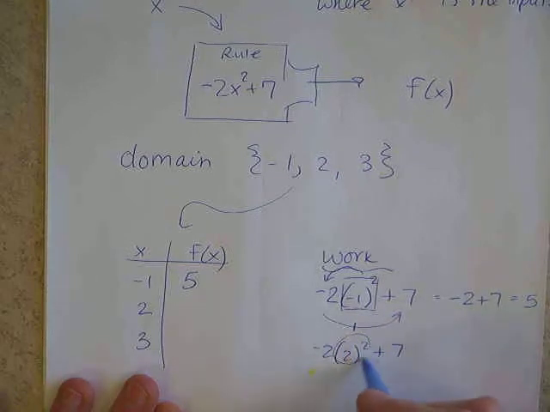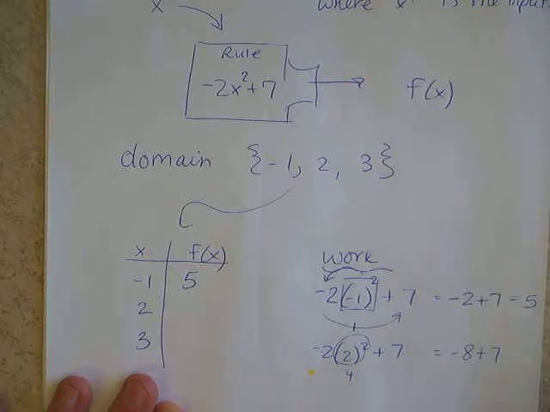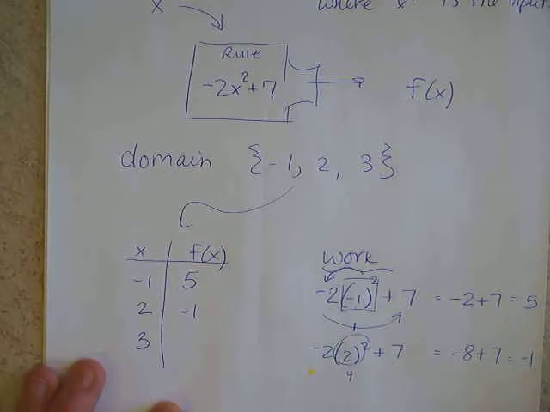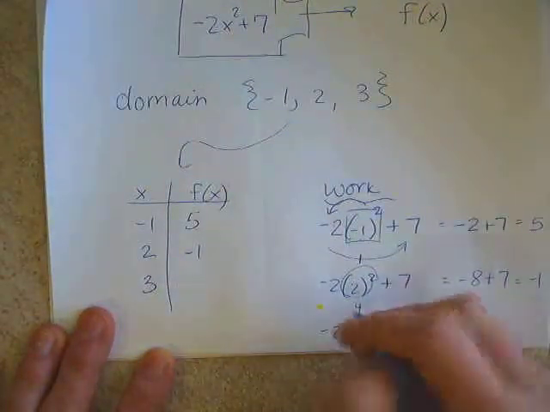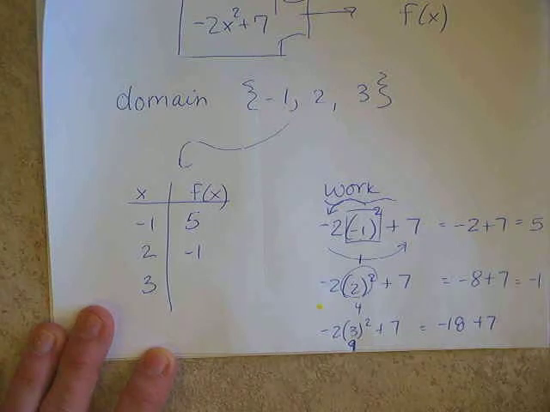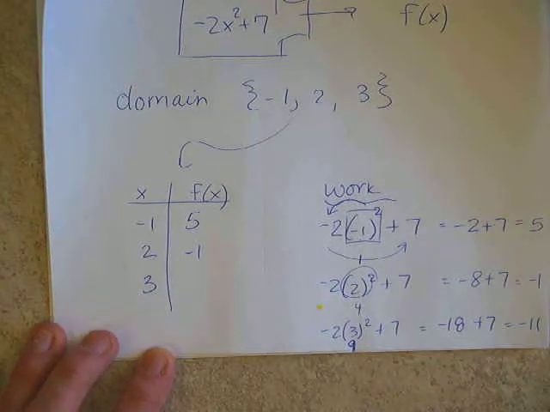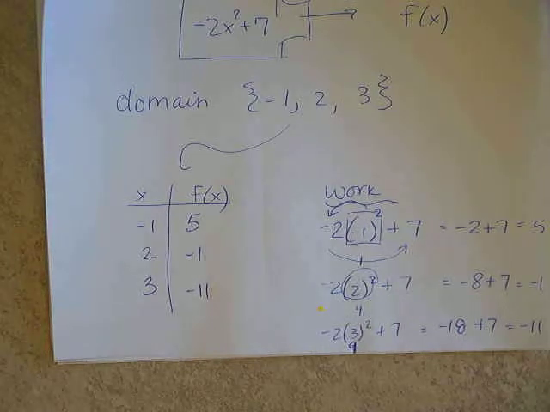Then we do -2 times 2 squared plus 7. So we do that first. So this would be 4. -2 times 4 is -8. Plus 7 is -1. And then -2 times 3 squared plus 7. 3 squared is 9. So that would be -18 plus 7, or -11.